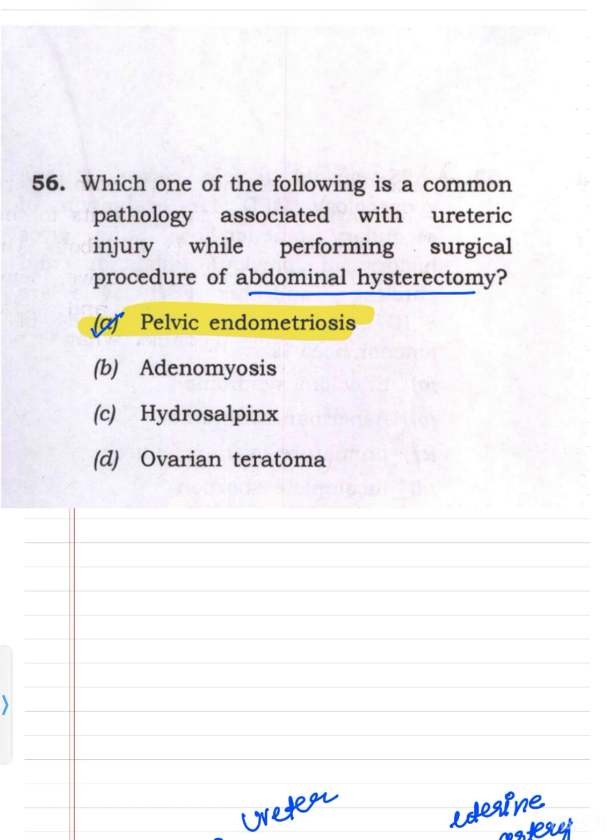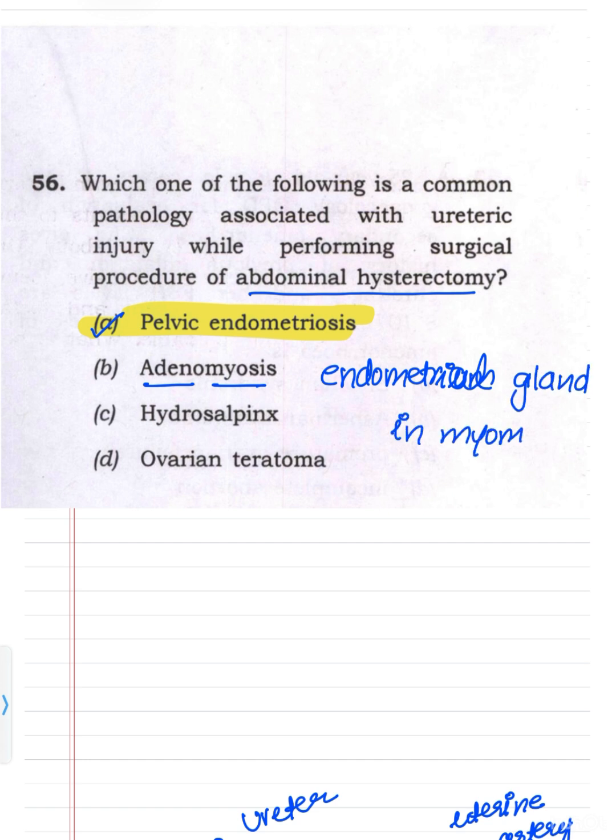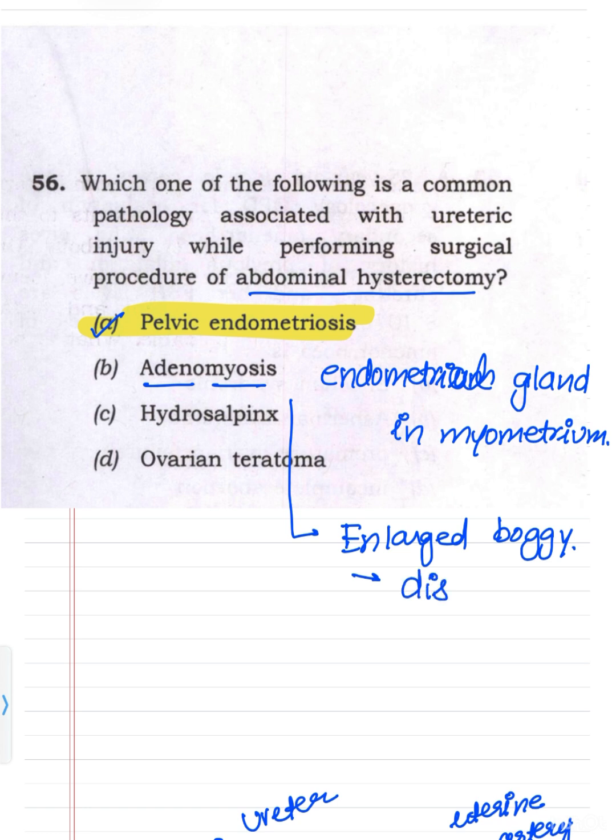Why other options are wrong? In the adenomyosis, there is endometrial glands or endometrium in myometrium. So during the time of the menstruation, there will be pain. In the adenomyosis, the uterus is generally enlarged and boggy, and it does not distort ureteric anatomy. So ureteric anatomy will not be disturbed. So B is wrong.